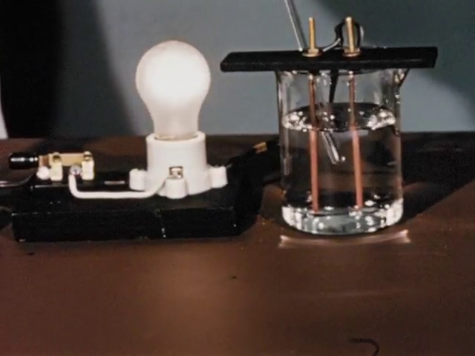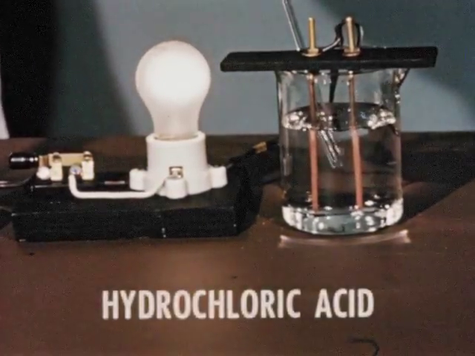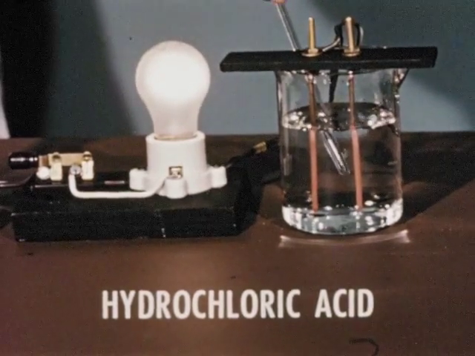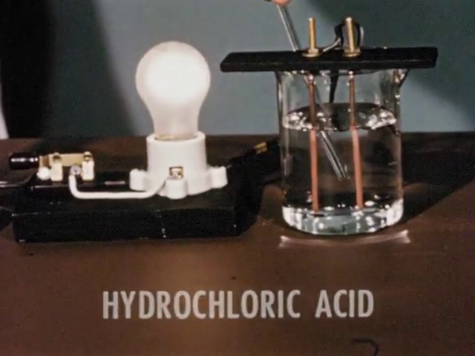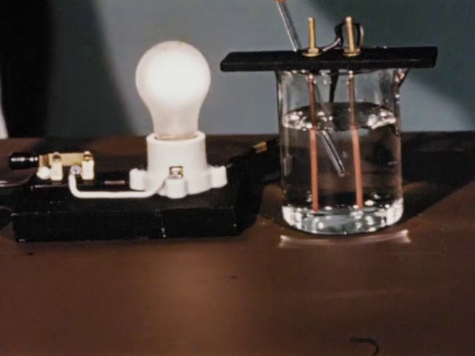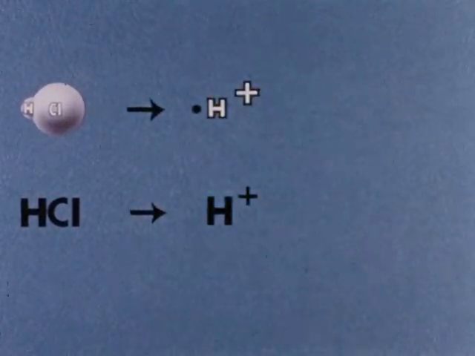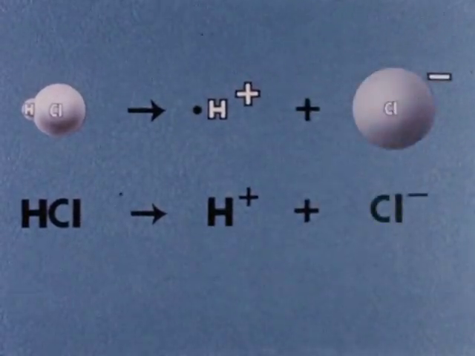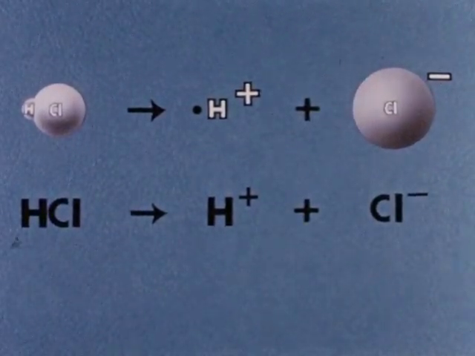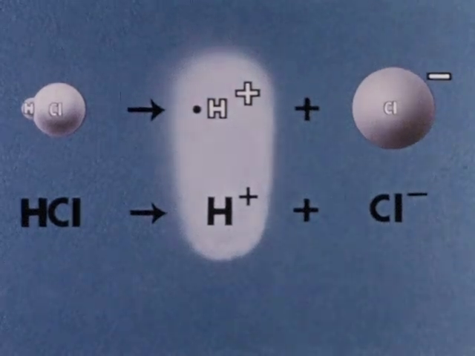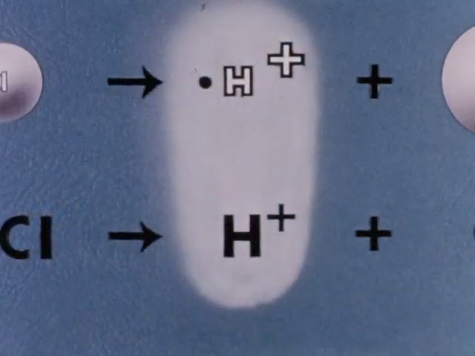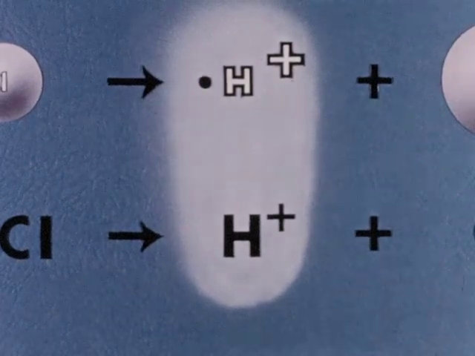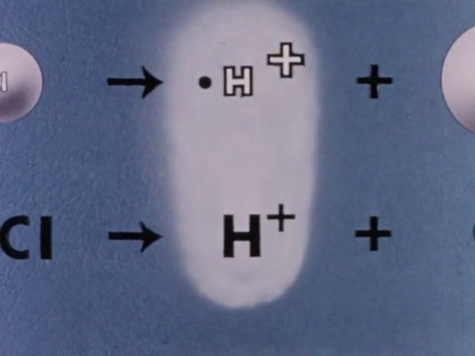Hydrogen chloride in water solution is called hydrochloric acid. All acids ionize and are electrolytes. We can express the ionization of hydrogen chloride this way. One molecule of hydrogen chloride yields a hydrogen ion with a single positive charge and a chloride ion with a single negative charge. The hydrogen ion is a proton. However, hydrogen ions actually do not exist free in water solution, but are hydrated, attached to a water molecule.